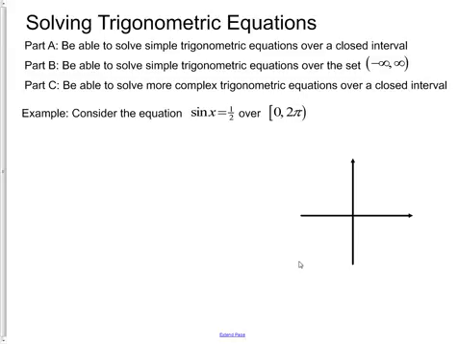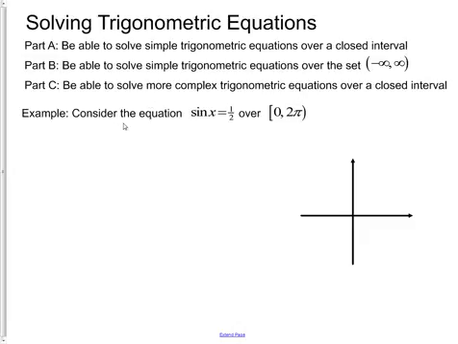So let's talk about solving trigonometric equations. And we're going to divide this discussion into three parts. The first part, we're going to talk about being able to solve simple trigonometric equations over a closed interval. Secondly, we'll get into being able to solve simple trigonometric equations over the set from negative to positive infinity. And then we'll, part C, get to solving some more complex kinds of trigonometric equations over closed intervals, including what happens if we have multiple angles and similar situations.